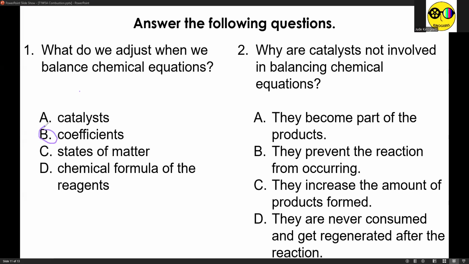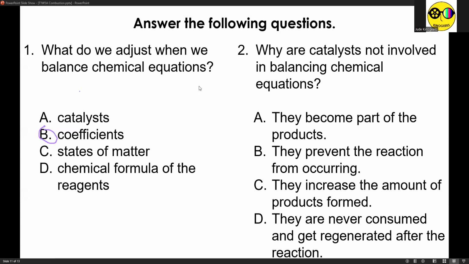Okay? We never care about the catalysts. We never change the states of matter. And a big no-no is when you change the chemical formula of the reagents.